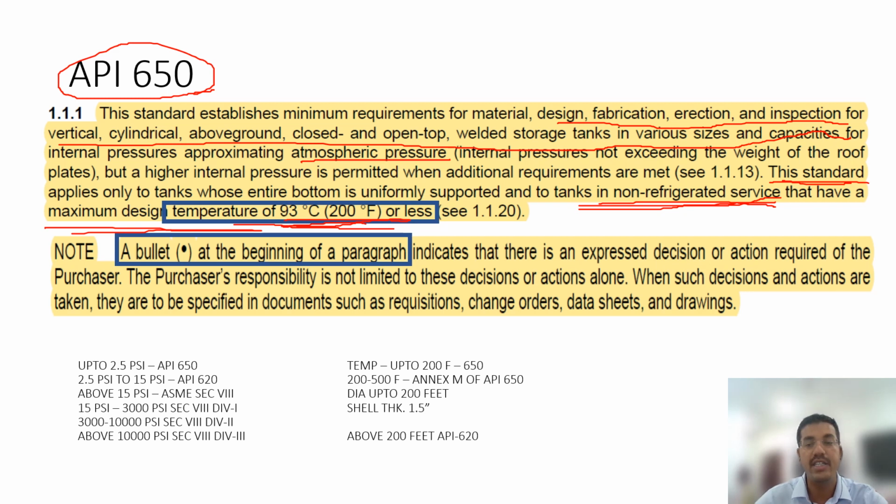There is a note: a bullet at the beginning of a paragraph indicates that there is an expressed decision or action required by the purchaser. Who is the purchaser? The owner. When we say purchaser, it is the owner. If there is a bullet point in API 650, that means the purchaser has to take decisions.